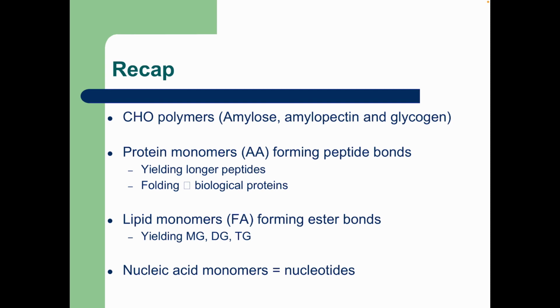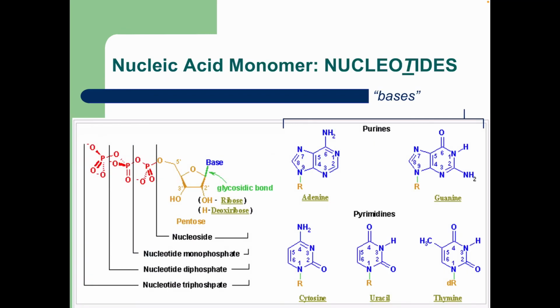So, recap. Carbohydrate polymers include amylose, amylopectin, and glycogen. Our protein monomers are amino acids forming peptide bonds. This yields longer peptides. Then we have folding, resulting in our biological proteins. Our lipid monomers are fatty acids forming ester bonds, yielding monoglycerides, diglycerides, and triglycerides, which again is the most common form. And we also have our nucleic acid monomers, which are nucleotides.